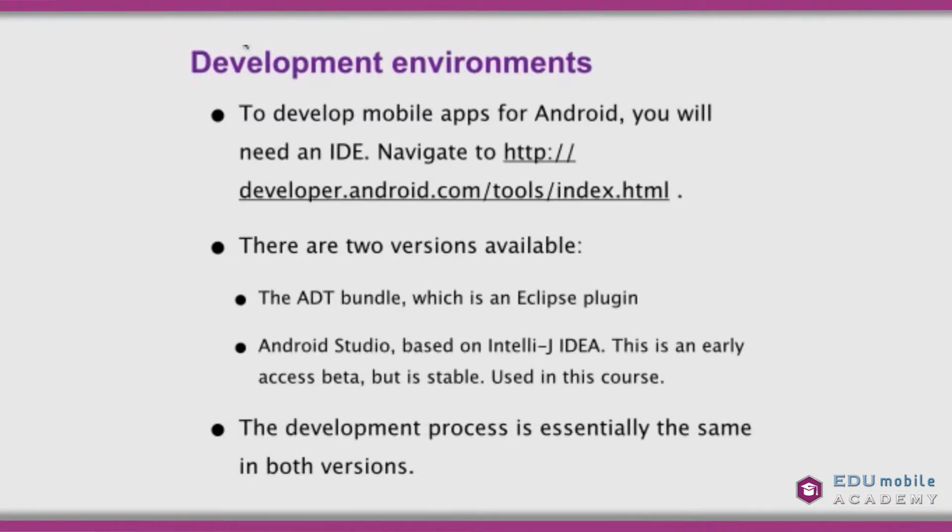The next step, of course, is to get an IDE, an integrated development environment that will allow you to develop for the Android platform. So you will need to navigate your browser to developer.android.com and then either click or just use this entire link and use Tools Index. There are two versions of the IDE available. The first one is called the ADT Bundle. This is Eclipse, which is a Java integrated development environment with Android developer tools as a plugin. And so this works really well.